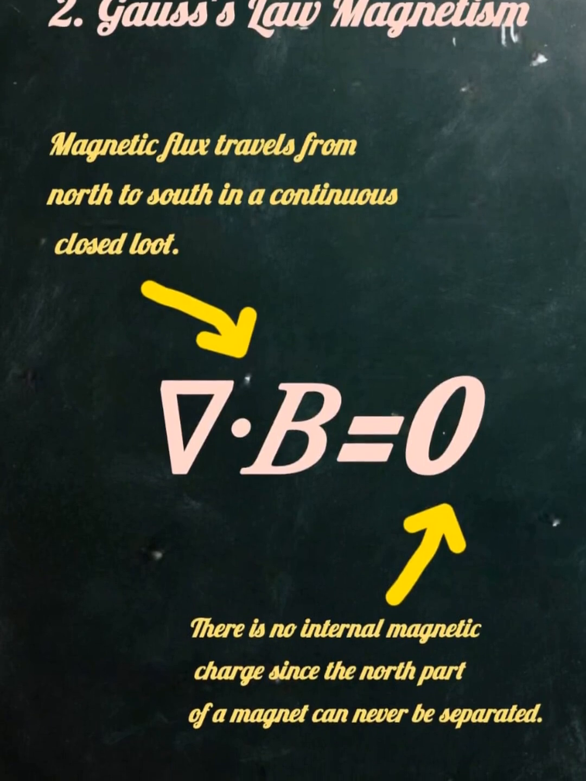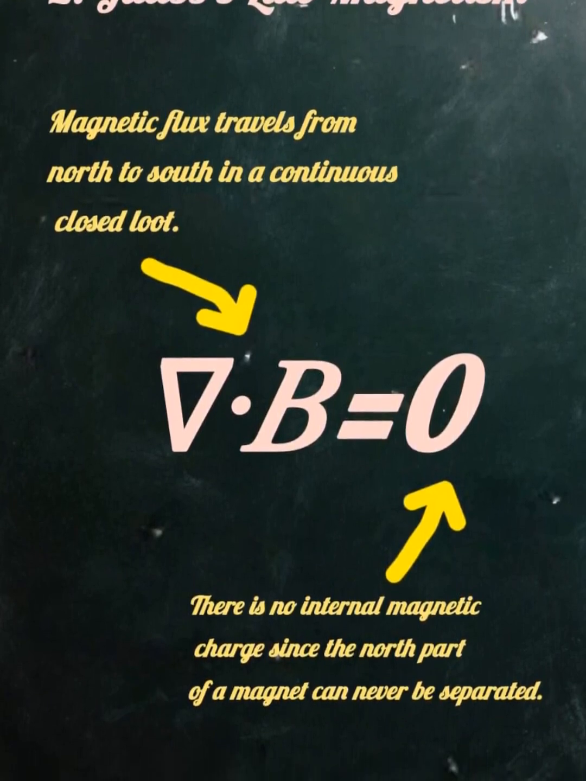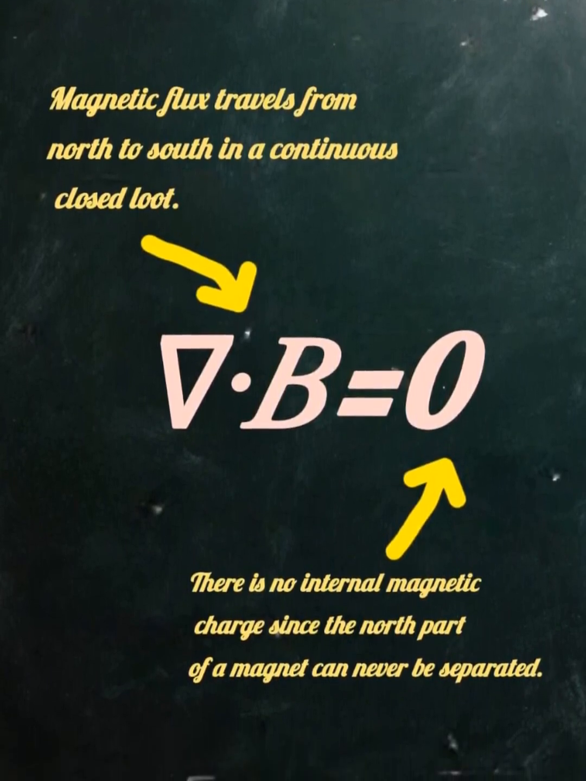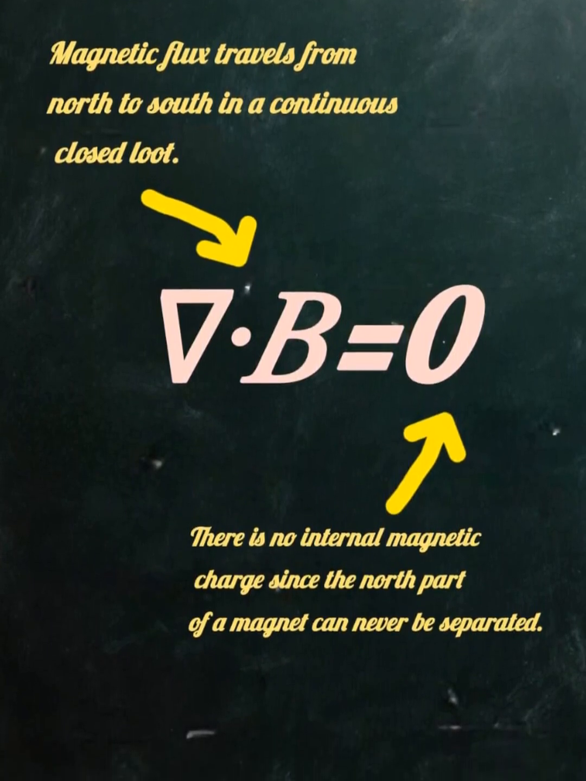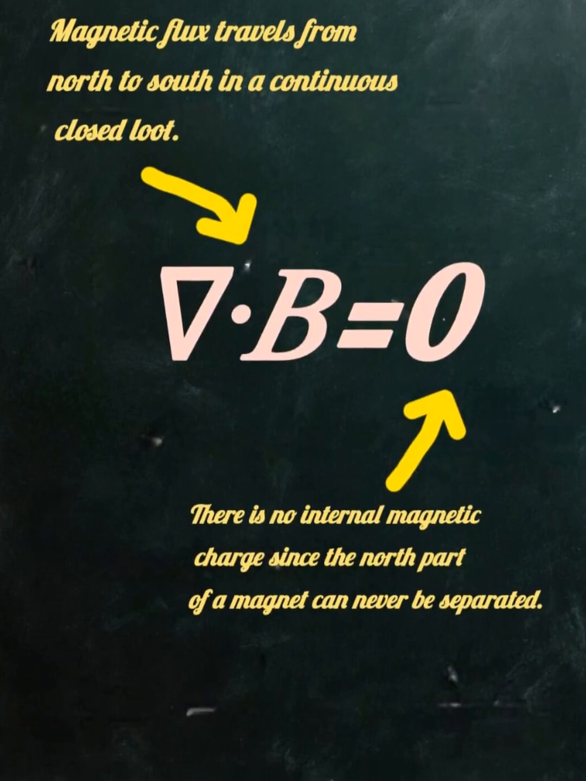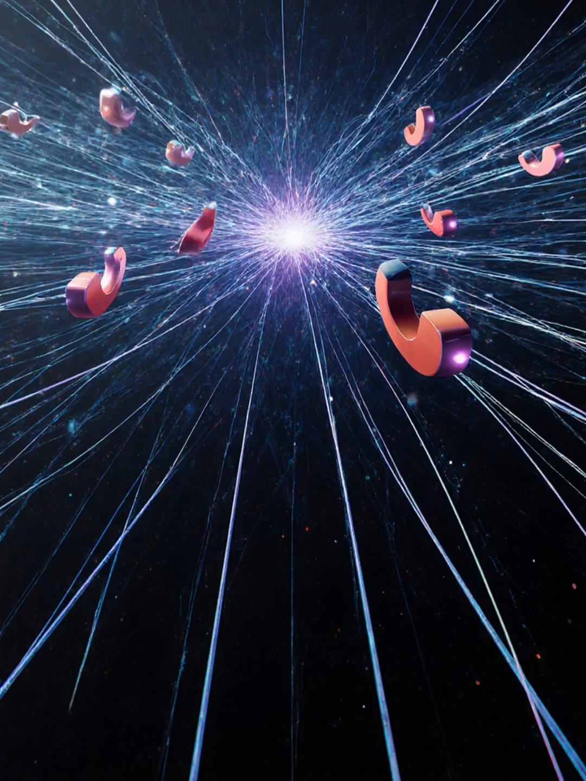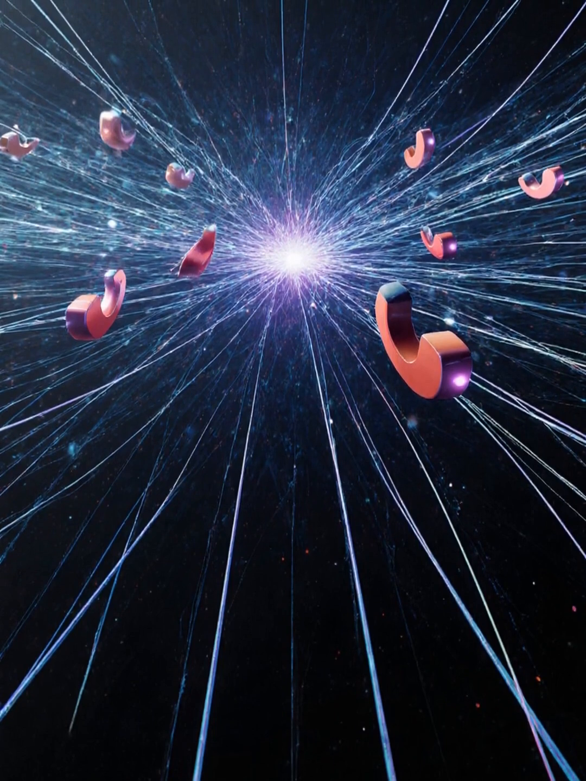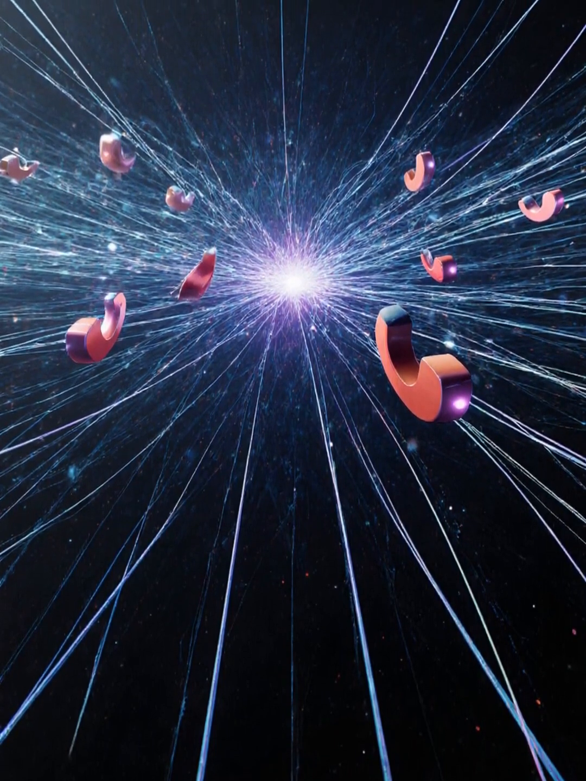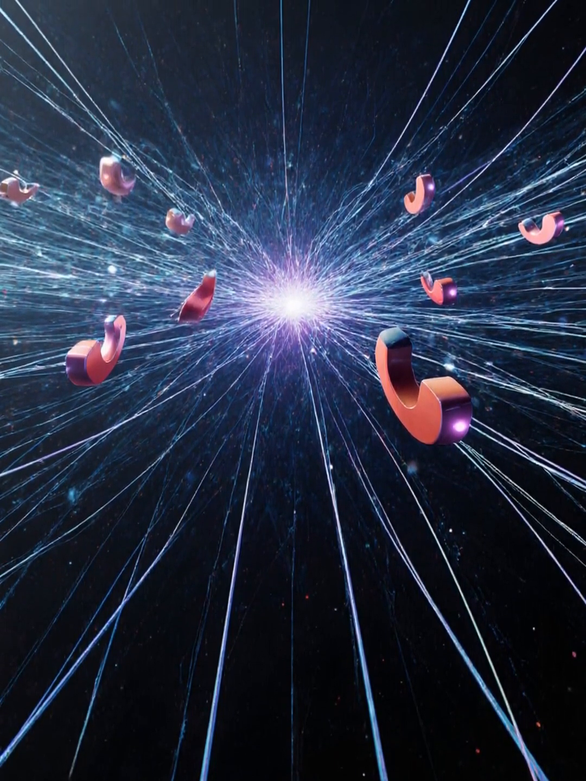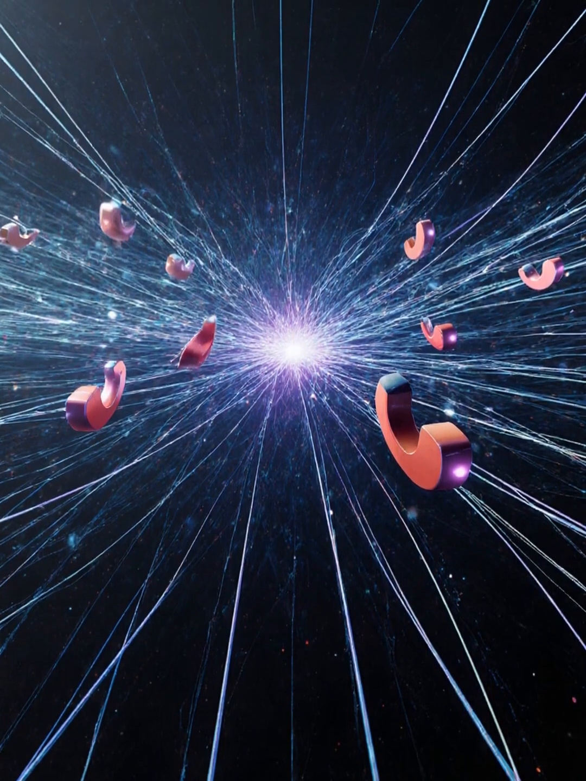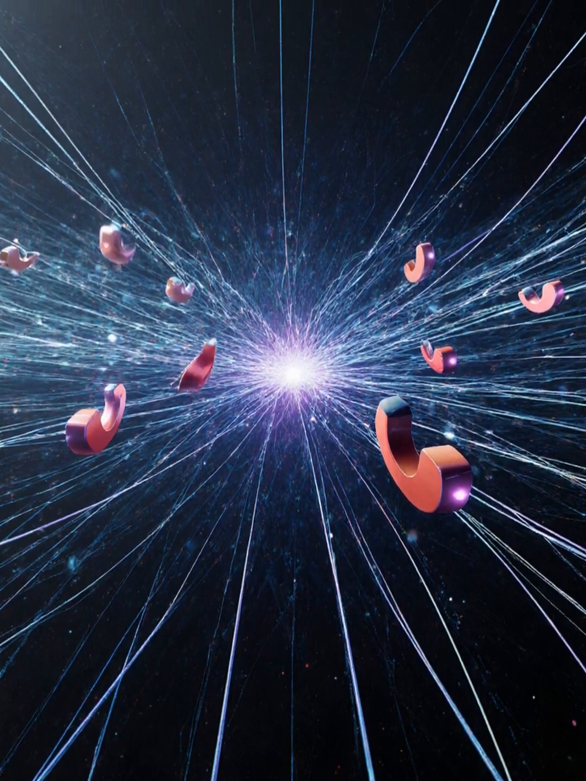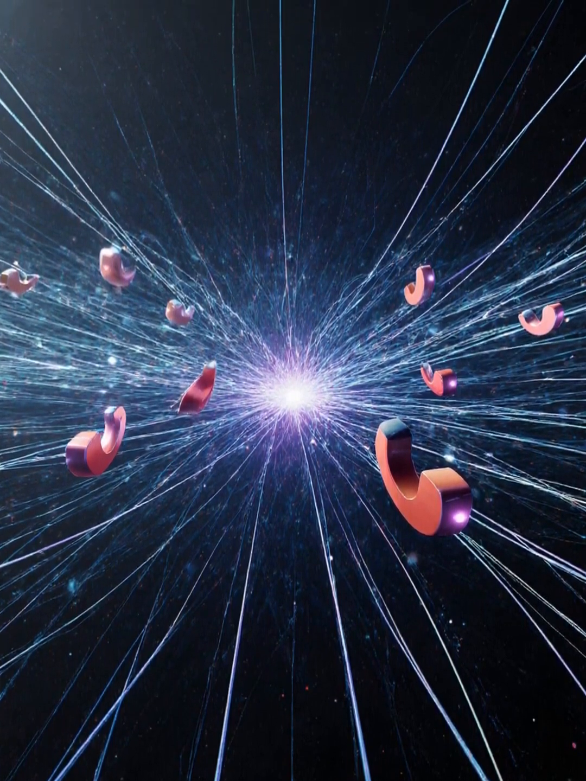2. Gauss's law for magnetism states that the net magnetic flux, phi B, through any closed surface is always zero, mathematically expressed as follows. This fundamental principle of electromagnetism signifies that magnetic field lines form continuous closed loops and that isolated magnetic monopoles, single north or south poles, do not exist.